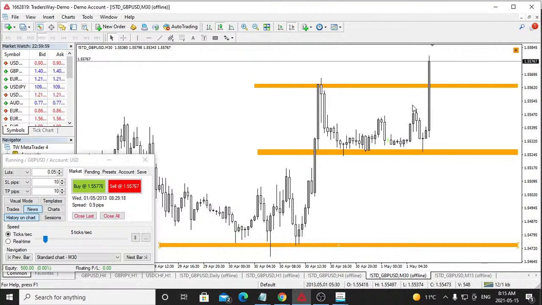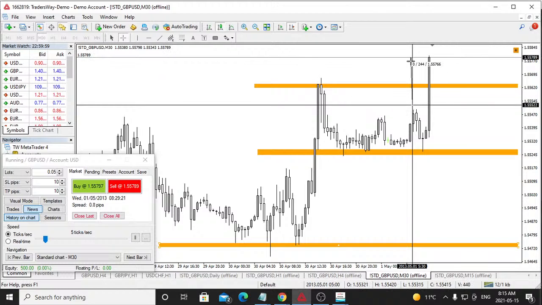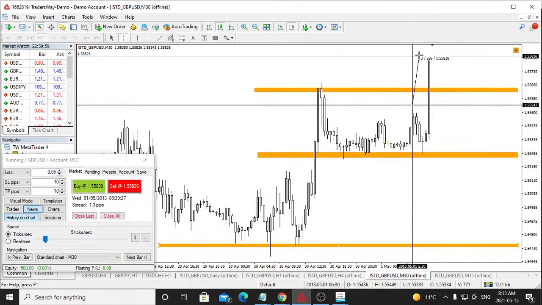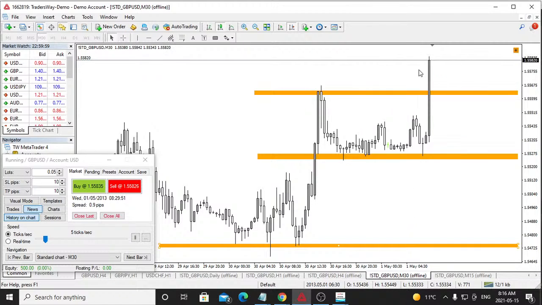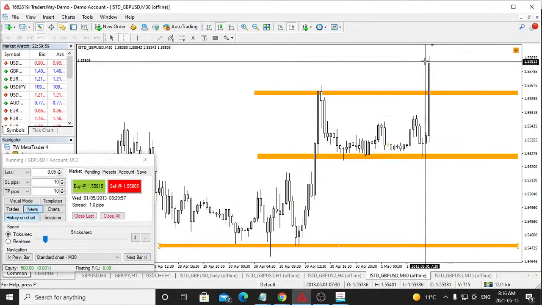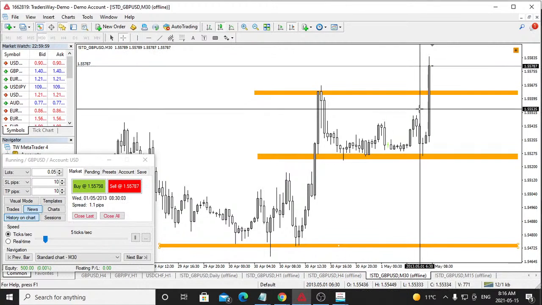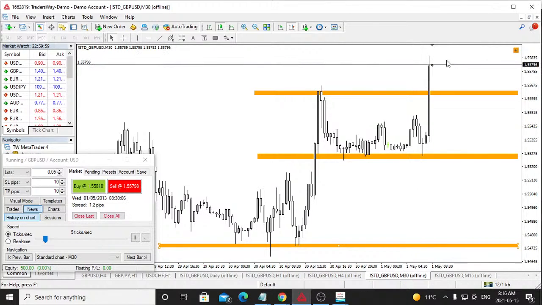I would have definitely caught about like 10 of these pips. Ooh, it's still running. I would have caught definitely about like 10 to 20 of these pips. That's $5, $10. Growing my account small bits by small bits.